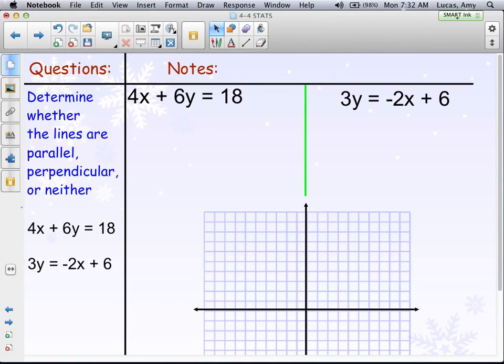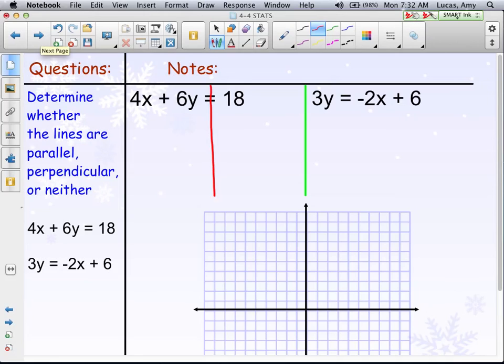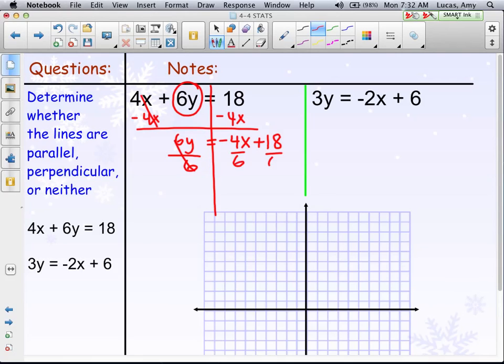Okay, one more. This one looks like I need to rewrite both of them a little bit. So the first one, I subtract my 4x. So 6y equals negative 4x plus 18. Divide everything by my 6 and reduce. Negative 4 over 6 reduces to negative 2/3, and 18 divided by 6 is 3.